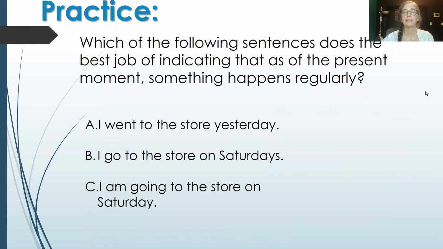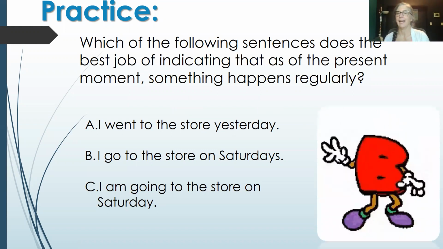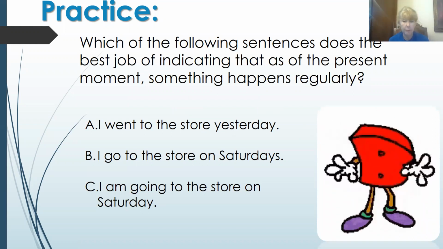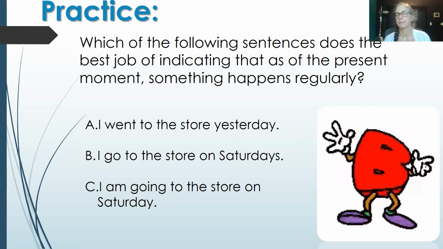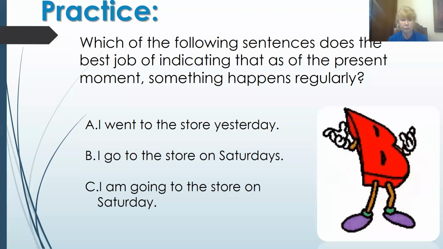Which of the following sentences does the best job of indicating that as of the present moment, something happens regularly? B, I go to the store on Saturdays. Yay. And which tense is that? Do you remember, Joey? I go. Present. But is it simple or continuous? Simple. Excellent.